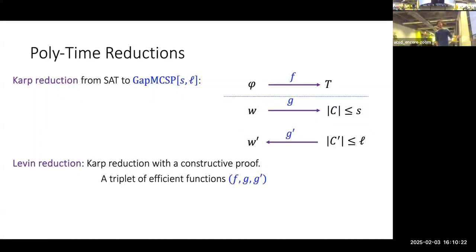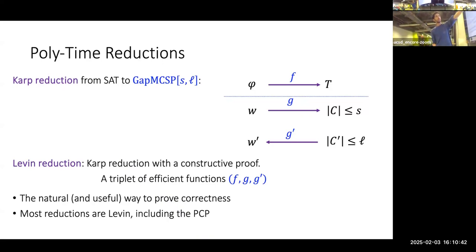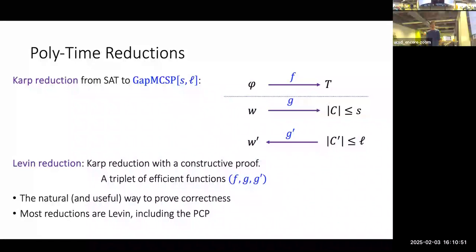And this way, if you think about it, is the natural way to prove the correctness of a reduction. So almost all the reductions that we know are Levin reductions, including the PCP theorem. The proof of the PCP theorem is constructive, so it's also a Levin reduction. And also this property, that we can take a witness for an instance of SAT and transfer it into a witness of GapMCSP, is useful for applications. So we also need reductions to be Levin in order to use them for applications.